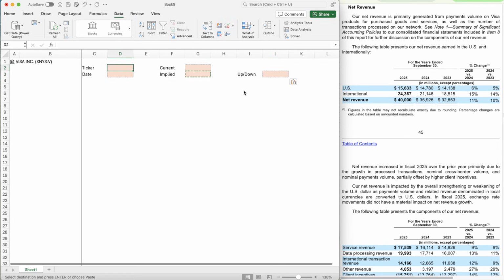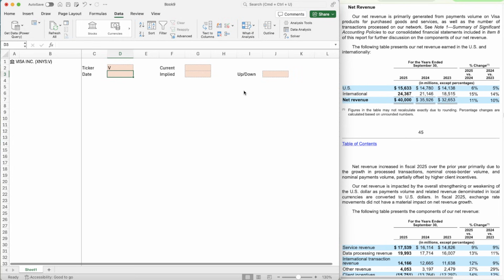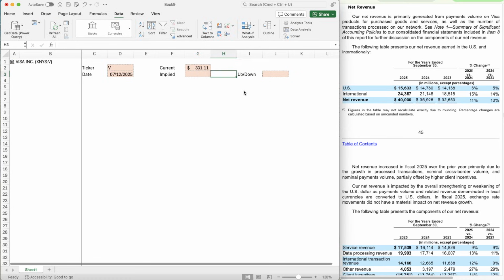So ticker, we go equals A1 dot, open your parentheses, ticker. The date today is the 7th, 07, 12, 2025. Current price equals A1 dot, open your square brackets, price. There we have it. These two we don't do anything with yet, as that will come from when we've built the model.